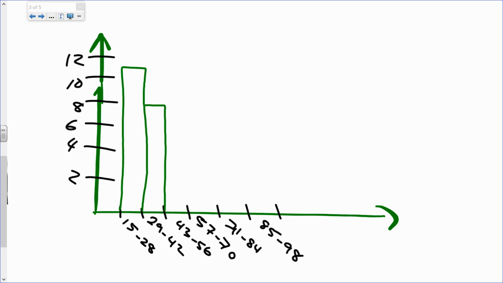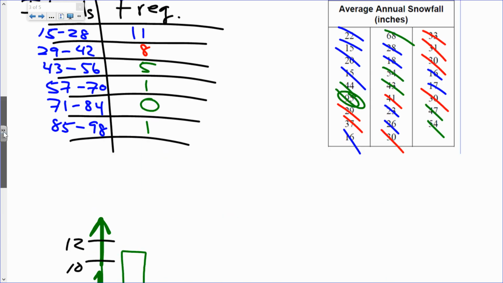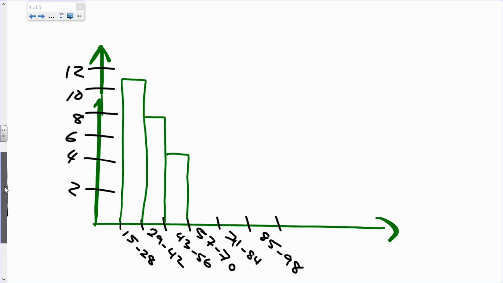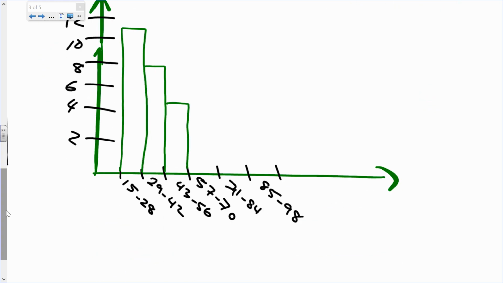43 to 56 is going to be, I want to say 5. Was it 5? Yeah. $57.70 is 1, so that's a small one here. So right there, a small little bar. Empty on 71 to 84, and then one small little bar to finish it off.